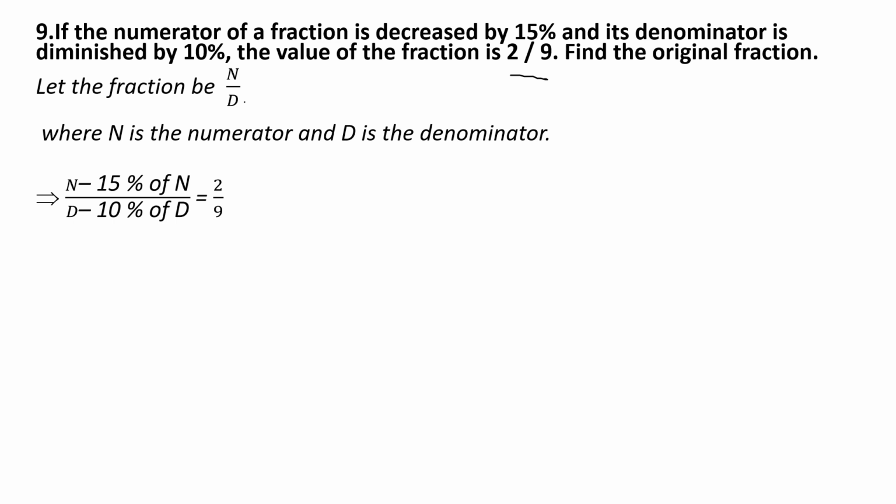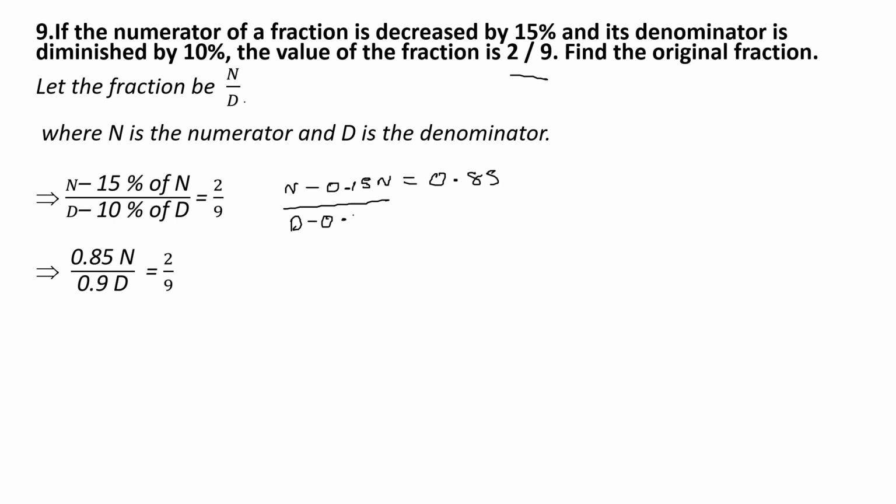Now, what is n minus 15% of n? It will be 0.85 n, because n minus 0.15 n is 0.85 n. The denominator is d minus 0.1 d, which is equal to 0.9 d. So we get 0.85 n divided by 0.9 d is equal to 2 by 9.